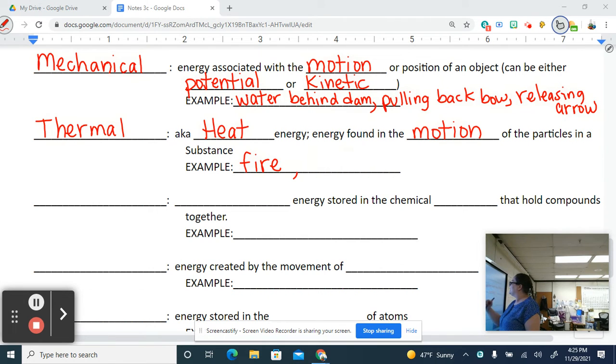What was I going to say? Hair dryer? Let's do hair dryer. That works. There we go.